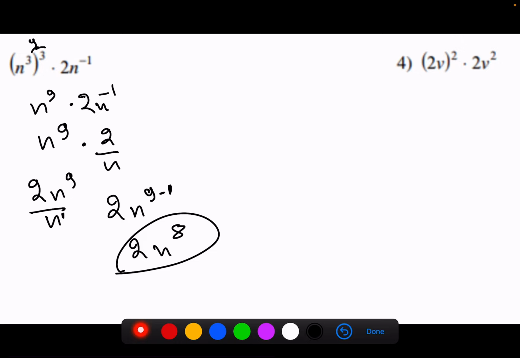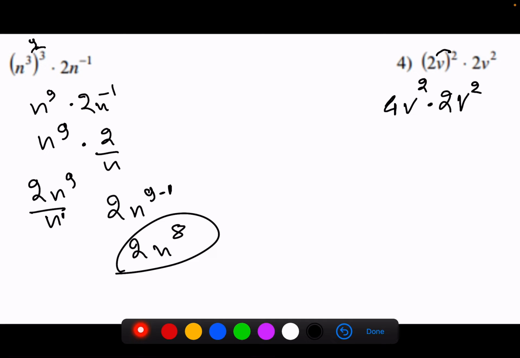Now let's move on to the last problem here. We have 2v squared, all of that squared, times 2v squared. So we're going to go ahead and square that whole thing. When we have something like this, we want to square each independent variable or coefficient. So 2 squared is 4, and then v squared is just v squared. And you have that times 2v squared.